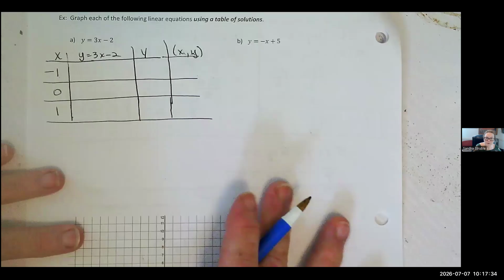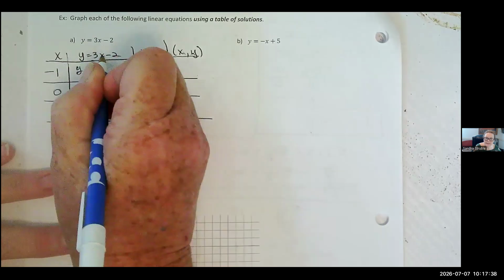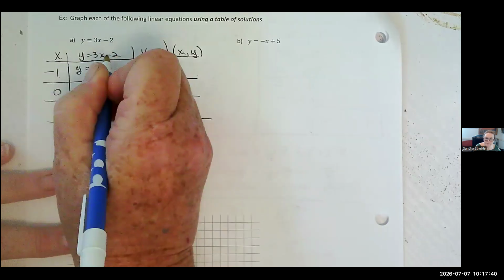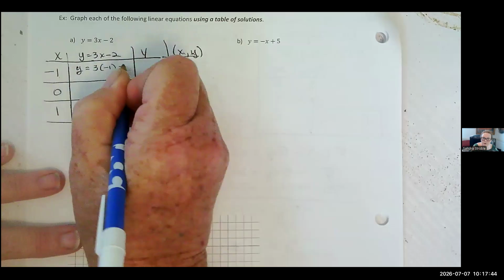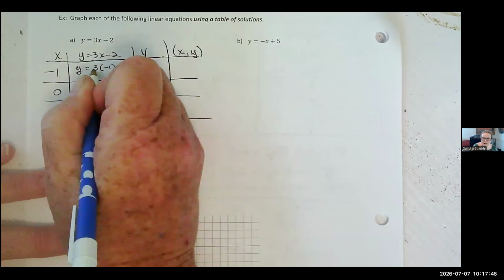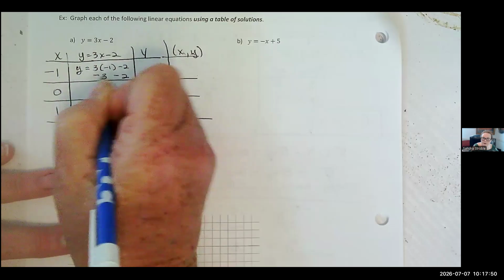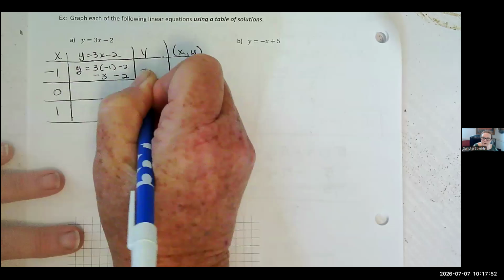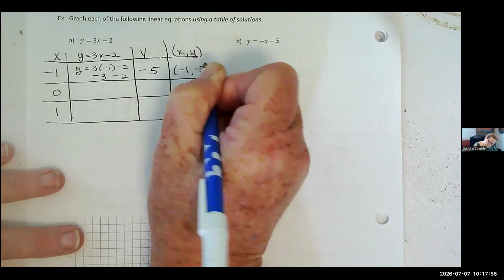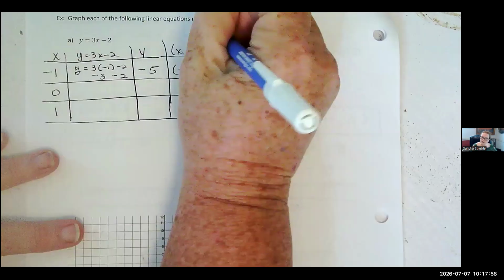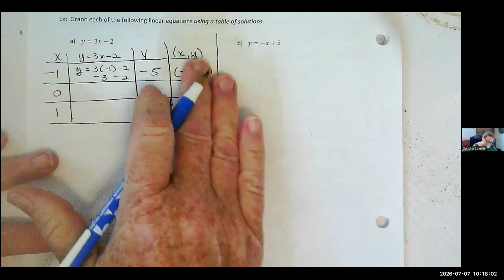So y equals 3 times, we're solving for y, so where the x is, I'm going to plug in -1. And I'm going to simplify the right. 3 times -1 is -3 minus 2. -3 minus 2 is -5. So my first ordered pair is -1, -5. Pause the video, go through and do the next two yourself and see what you get for your x, y's, and then we'll continue from there.